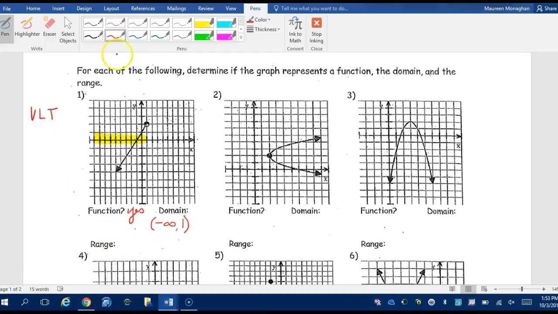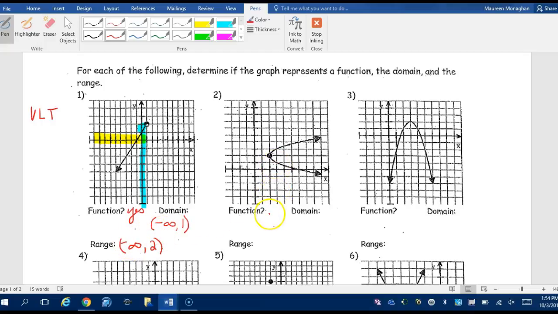Okay, and then the range is what y's are we using. So we're starting up here, and we're using all of these y's. All right, how could we represent that? Well, it looks like we're up 2, and it's going to negative land, so it would be negative infinity, and that would be to 2. Open circle, non-inclusive. And you're always going to write the lowest number to the left first.